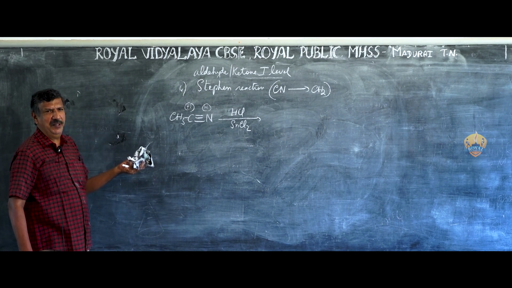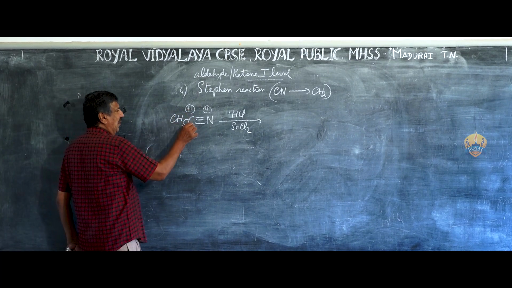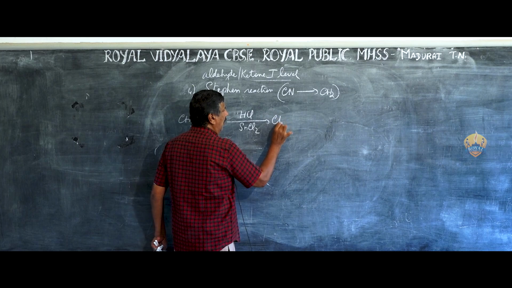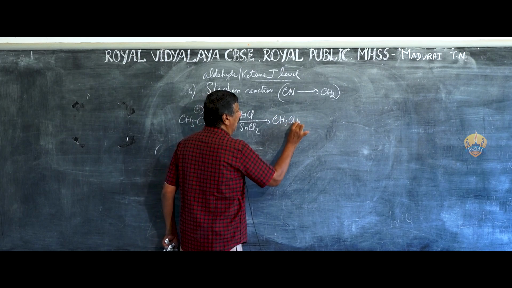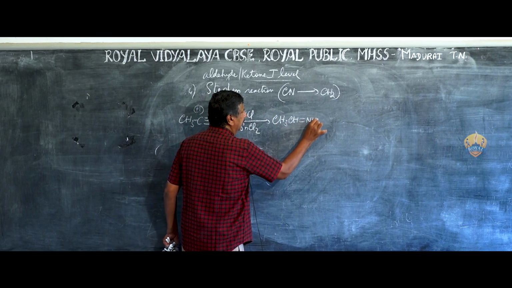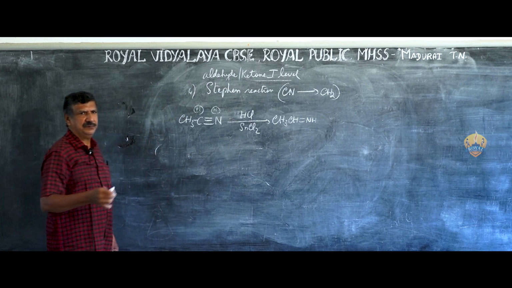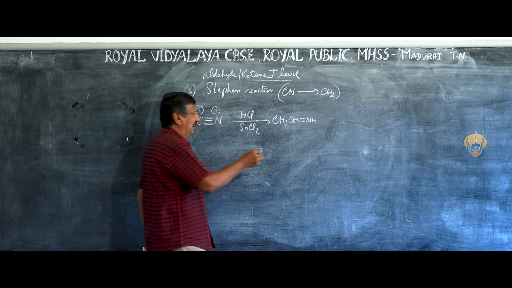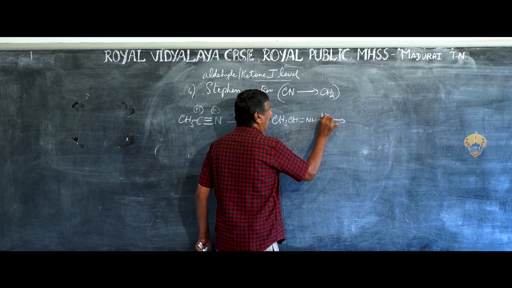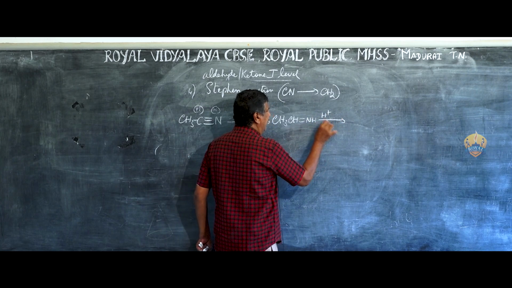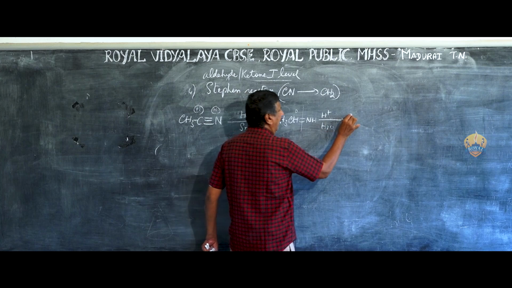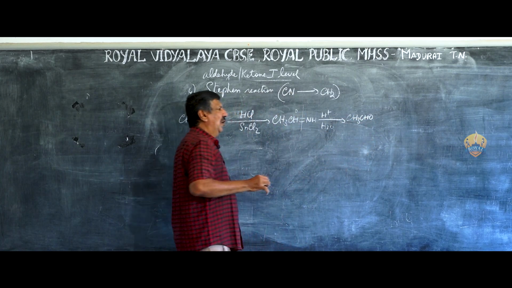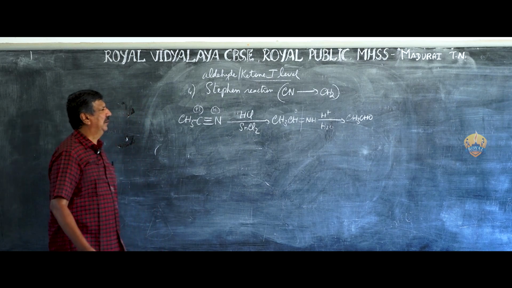What I'm trying to say is, when 2H are added to this triple bond, the triple bond is converted into a double bond. That's all. Like this. Converted into a double bond, which on further hydrolysis changes into aldehyde. That's all.